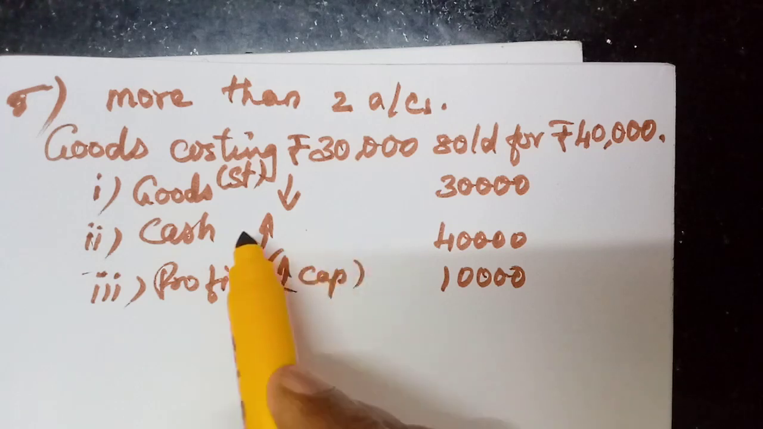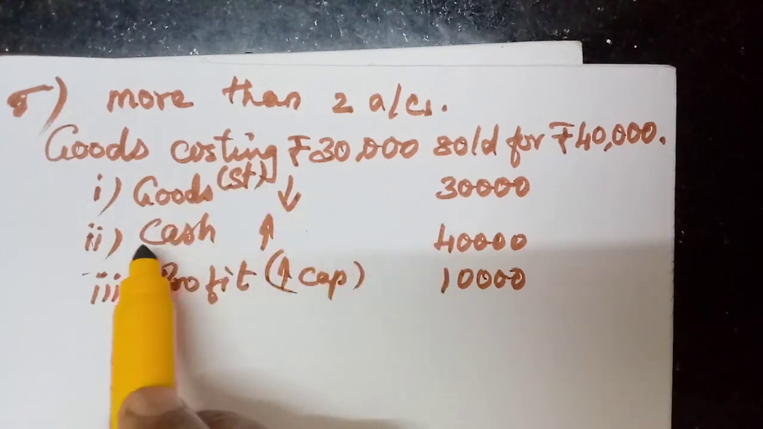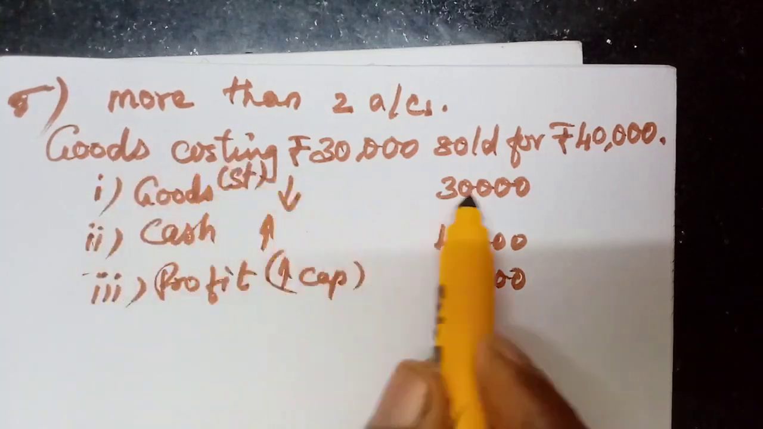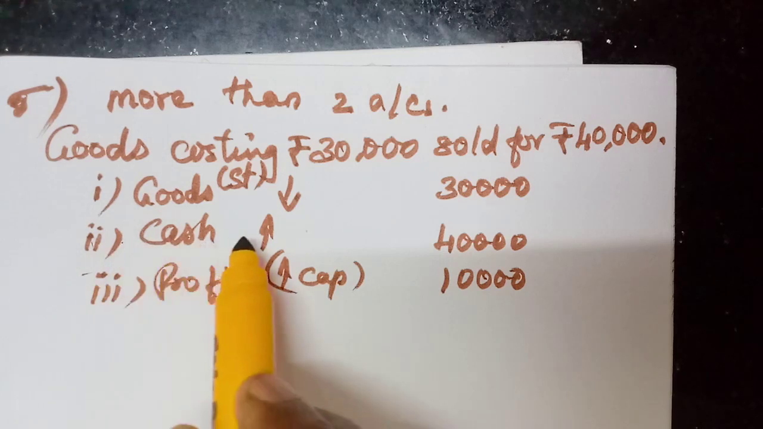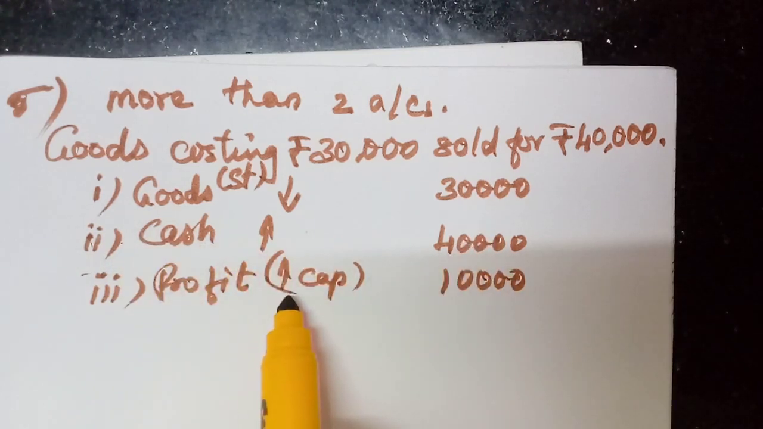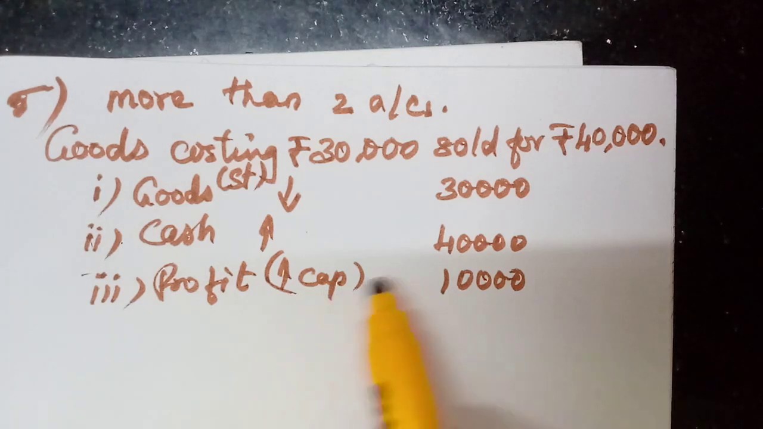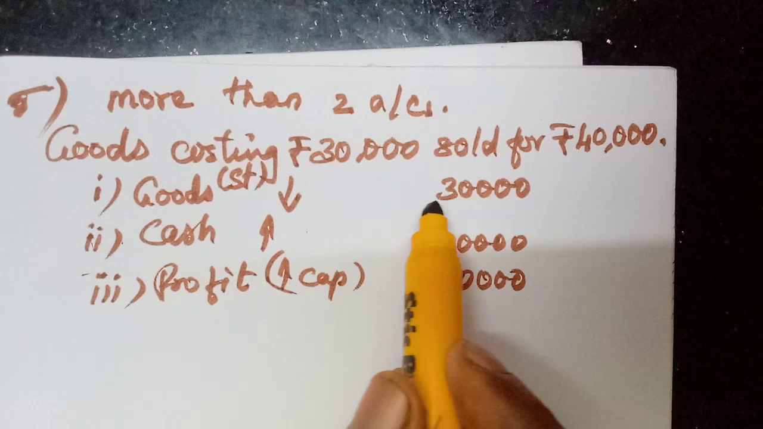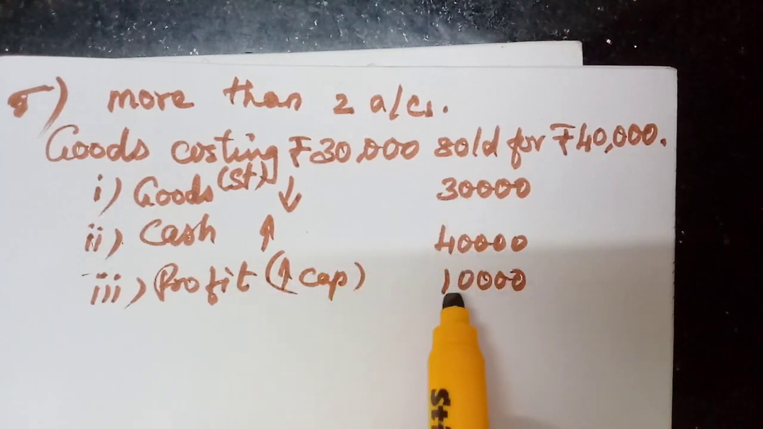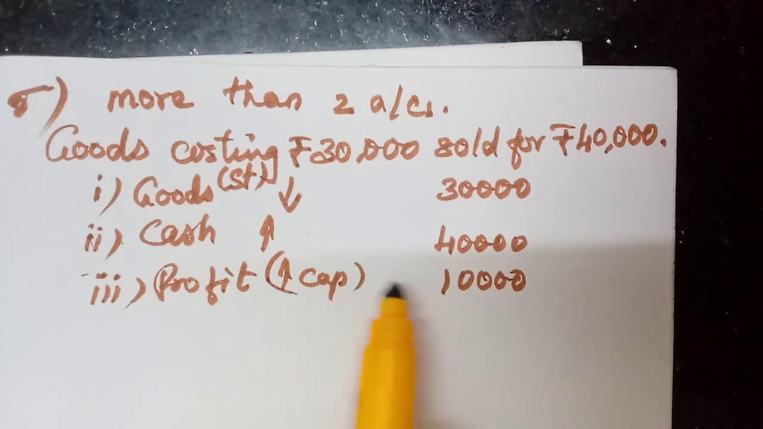Now have you understood? It affects 3 accounts. One is goods, that is stock. Another one is cash. Goods is reducing because we are selling. So goods reduce, cash increases. Then 40,000 we get. That 10,000 should tally now, because the cash we are getting is 40,000, goods 30,000. The remaining 10,000 we should tally. This 40, this 40. Okay. So that profit we need to add along with the capital.